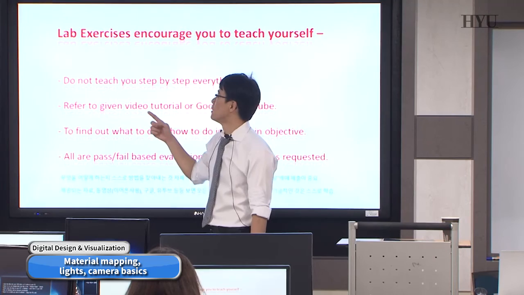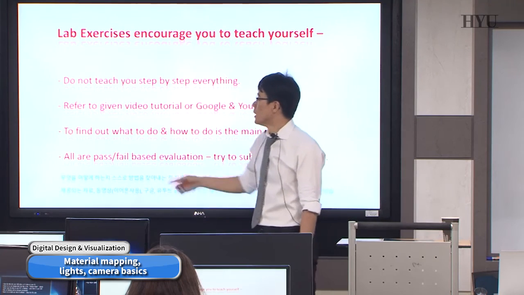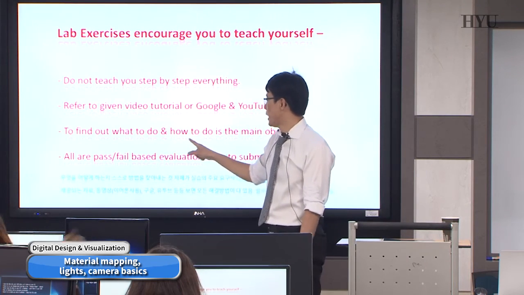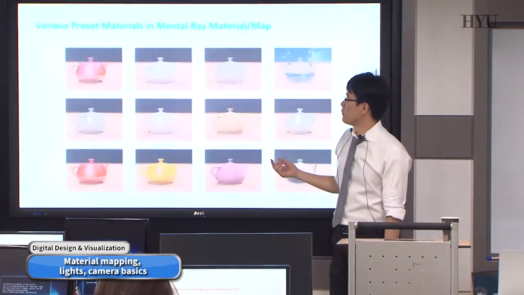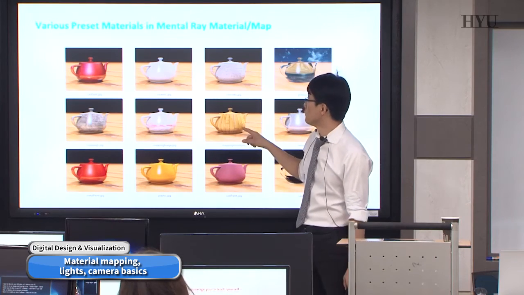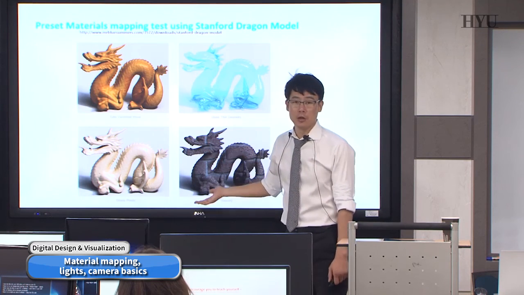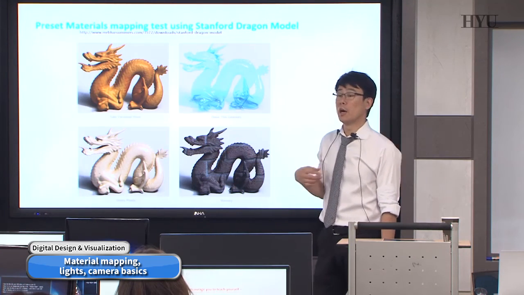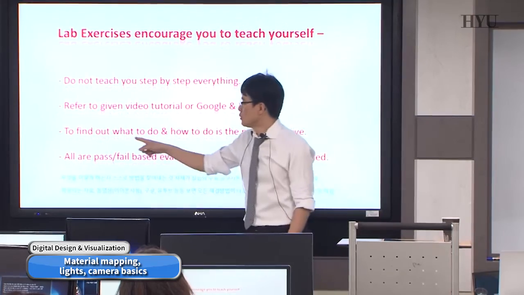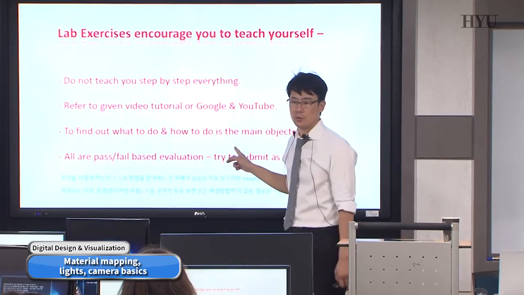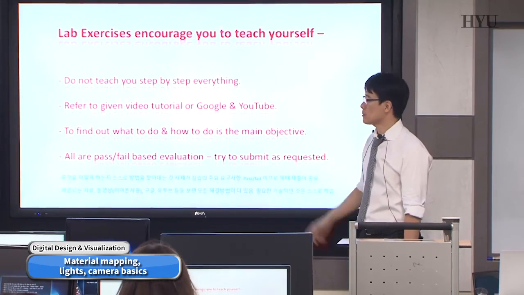You need to find out and refer to the given video tutorial, Google, YouTube, references, books, and so on. To find out what to do, to find out how to do, is the main objective. I don't want to get you very, very well defined and well visualized results; that's the final outcome from your lab exercise. My point, why I'm asking you to do the lab exercise, is here: to find out yourself what to do and how to do. That's the reason, the main objective of lab exercises, okay?